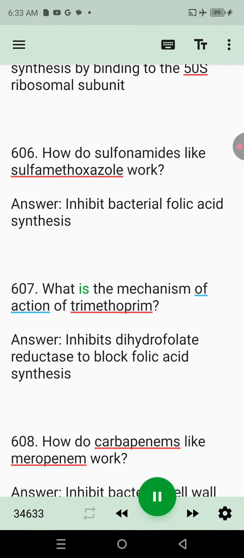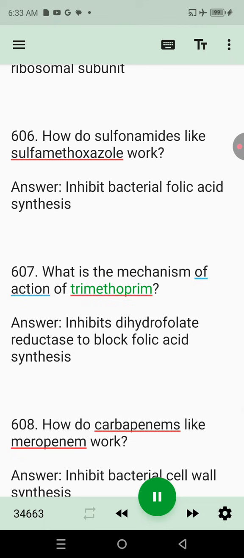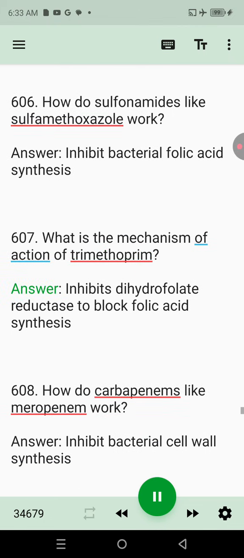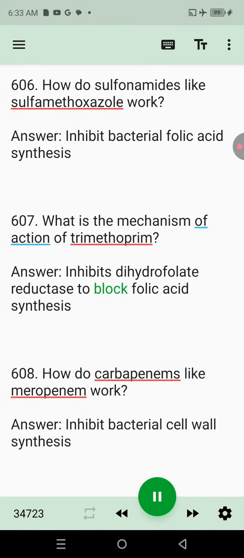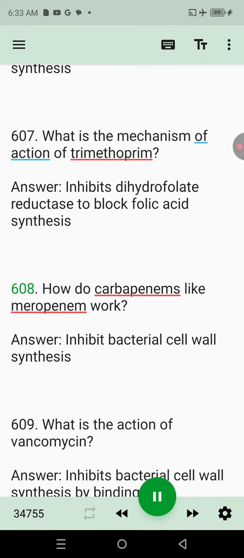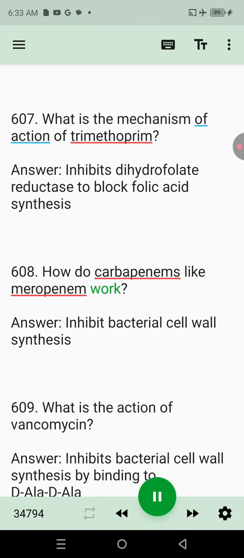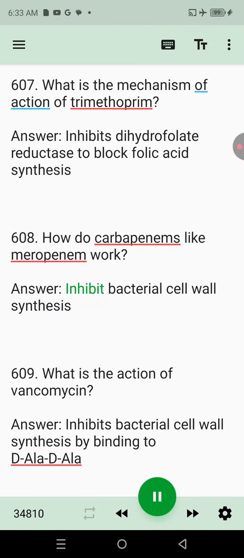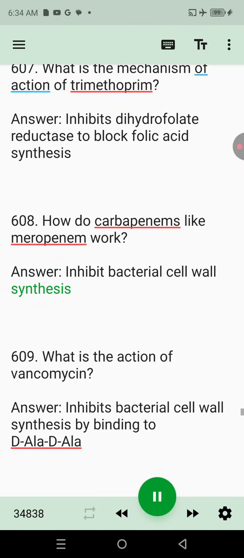607. What is the mechanism of action of trimethoprim? Answer. Inhibits dihydrofolate reductase to block folic acid synthesis. 608. How do carbapenems like meropenem work? Answer. Inhibit bacterial cell wall synthesis.